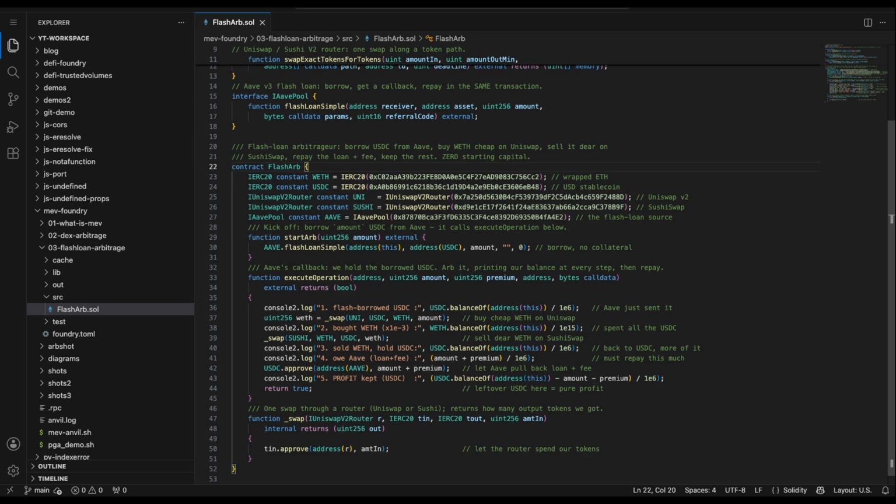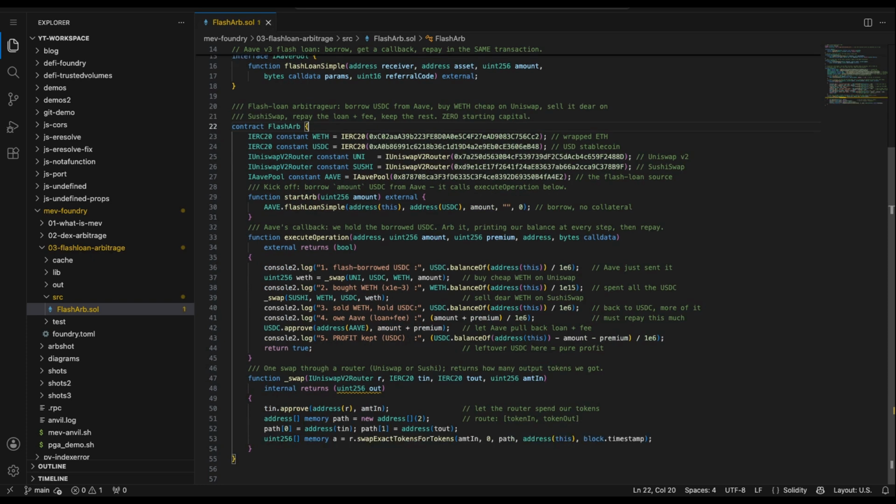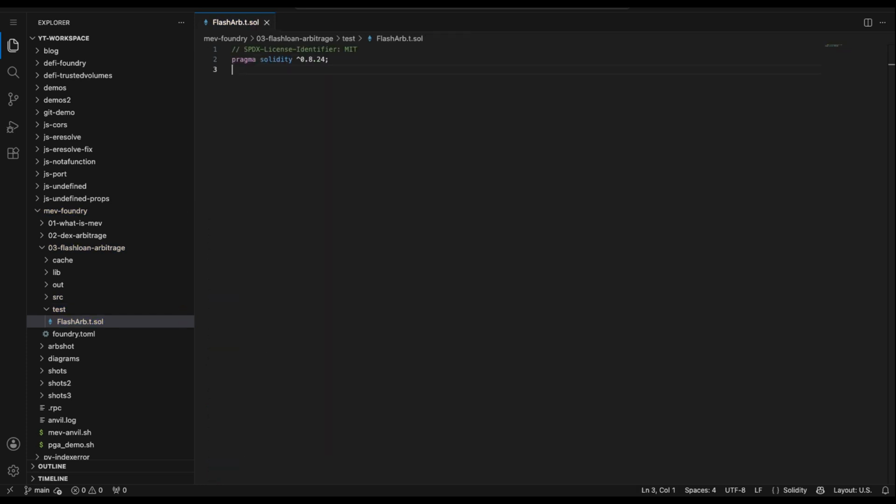The swap helper we called twice is given a router, an input token, an output token and an amount. It approves the router, builds the 2-step path, does the swap and returns how much came back. One clean function used for both legs of the arbitrage. Before we run it, let's read the test, so the numbers actually mean something.